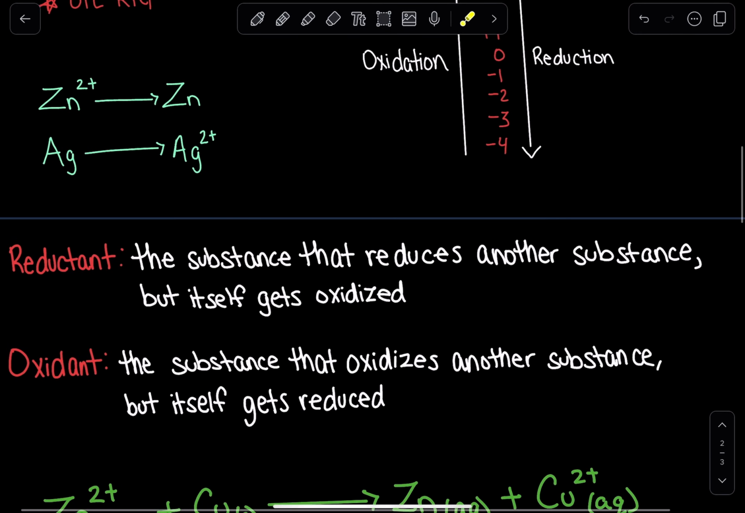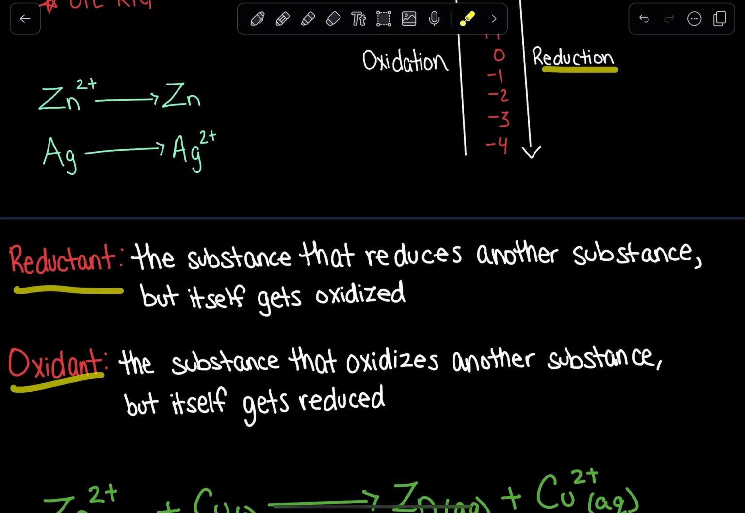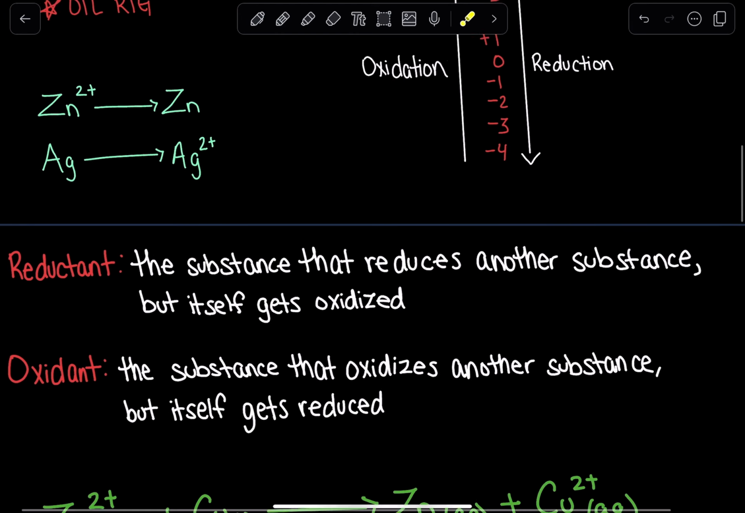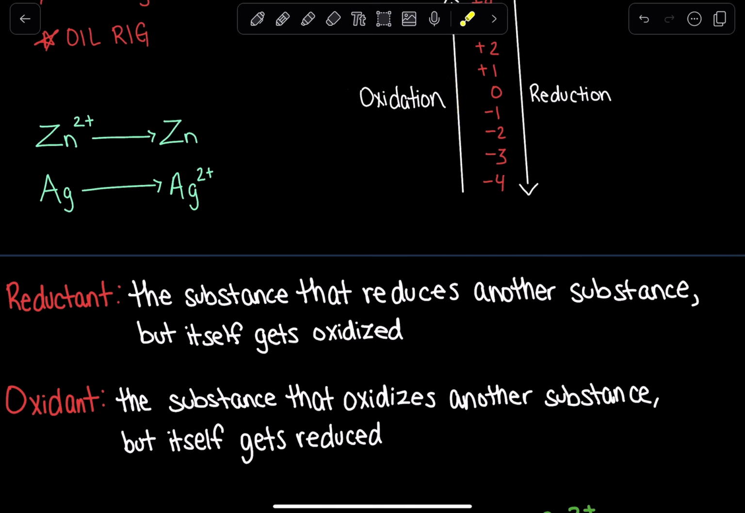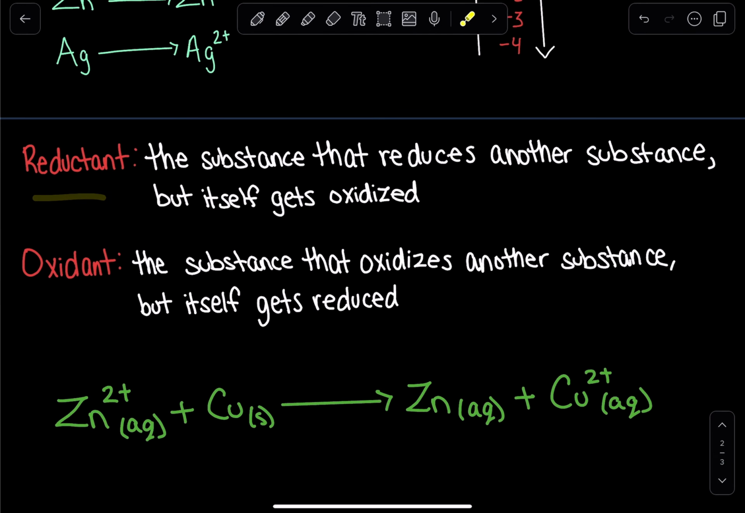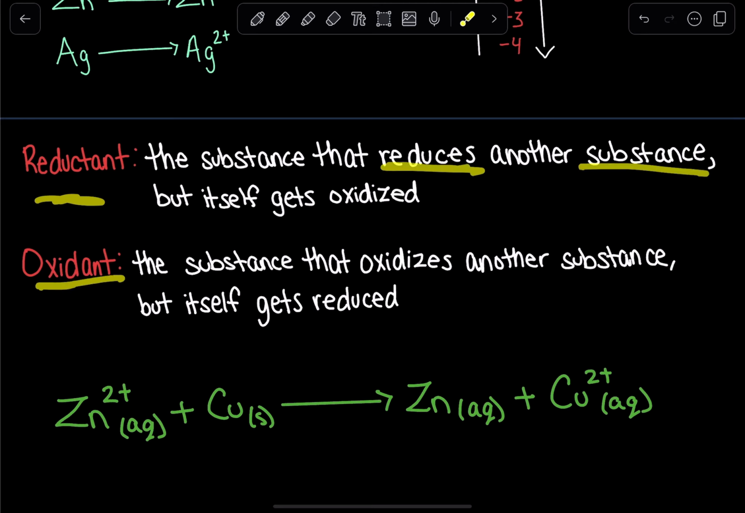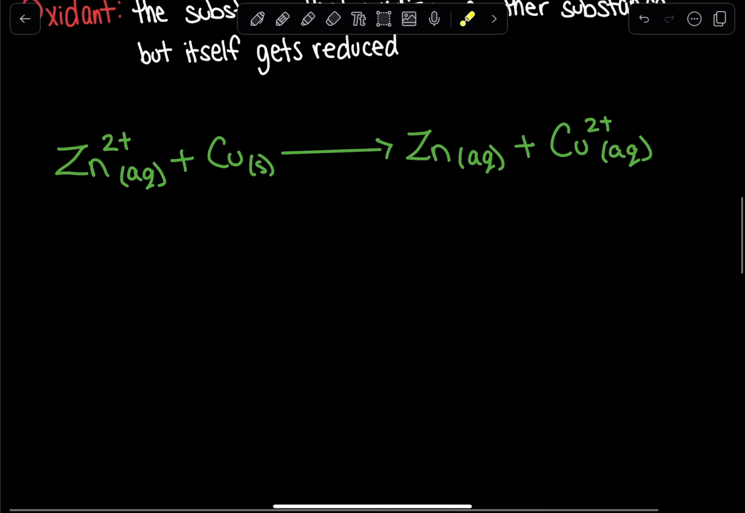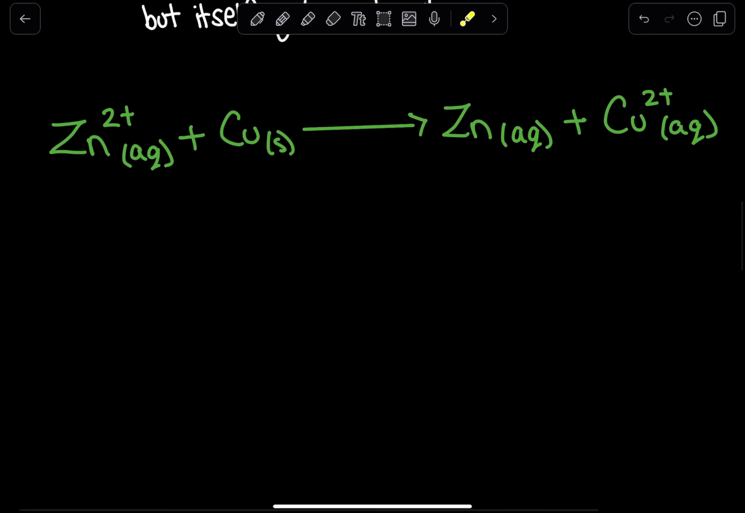Be careful not to get confused between the terms reductant and reduction, and oxidant and oxidation. Oxidation means you are losing electrons, and reduction means you are gaining electrons. And a reductant is the substance that reduces another substance, and an oxidant is a substance that oxidizes another substance. Now let's take all of these terms and apply them into an example to really understand what's happening.